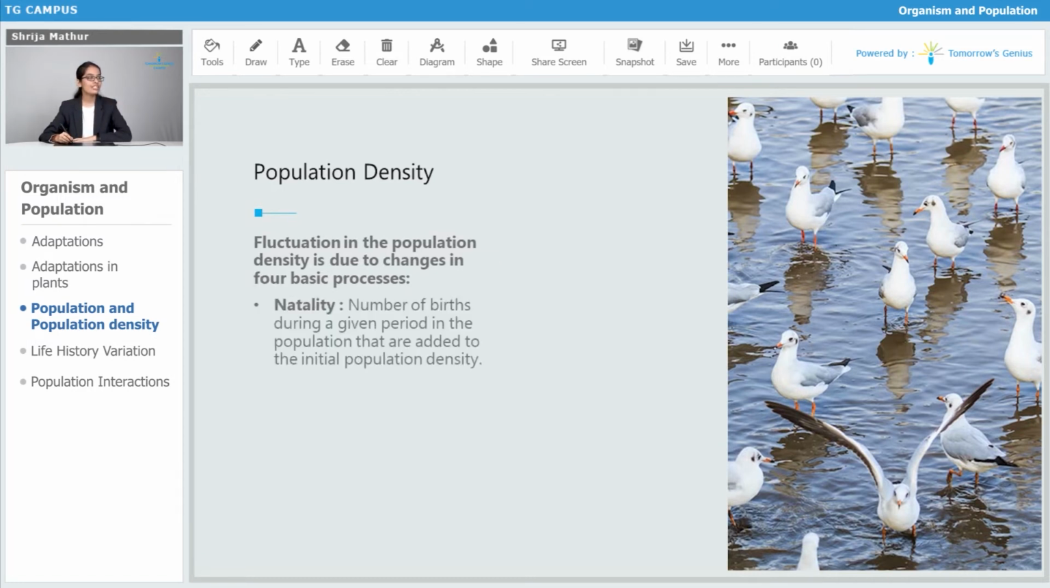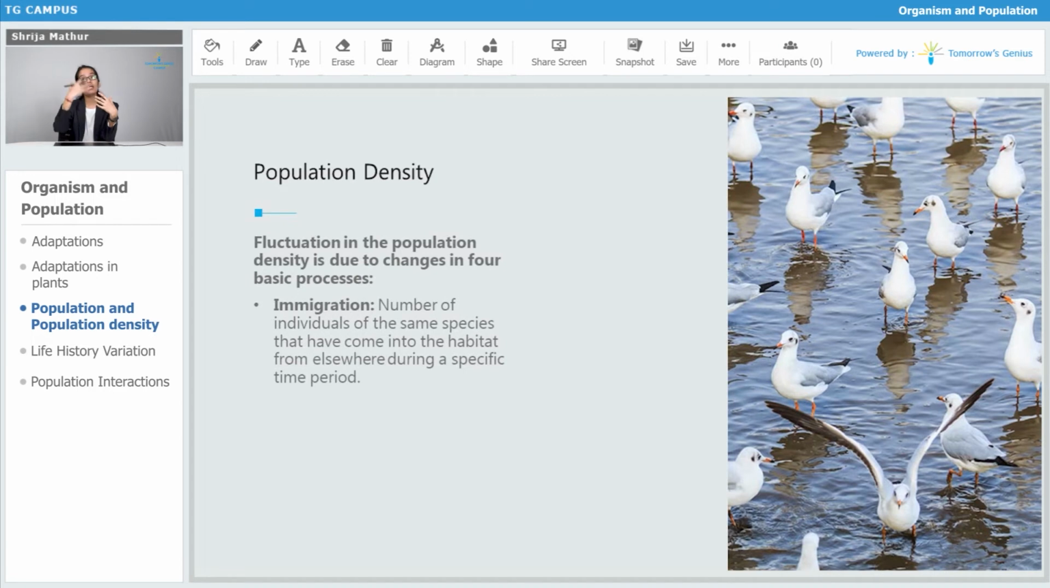What are those? First is natality. The birth rate that we were talking about is referred to as natality. The number of births during a given period in the population that is added to the initial population, it is natality. Second is mortality, which refers to the number of deaths over a particular area and particular time. Next is immigration. Immigration means the number of individuals of the same species that have come into the habitat. And what is emigration? How many individuals have gone from that population, it is emigration.